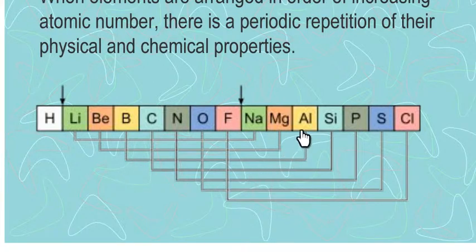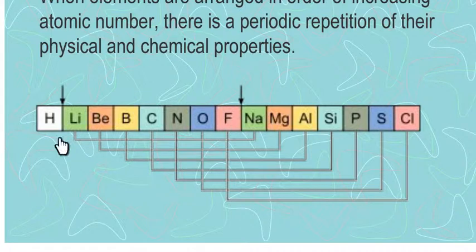Boron has a lot in common with aluminum. They both have 3 valence electrons. Carbon and silicon both have 4. Nitrogen and phosphorus both have 5 valence electrons. Oxygen and sulfur both have 6. And fluorine and chlorine both have 7.